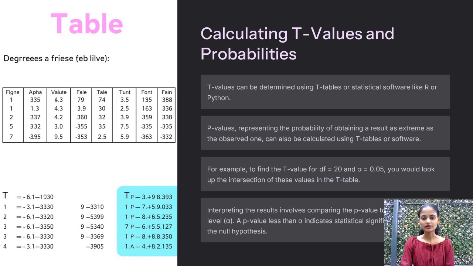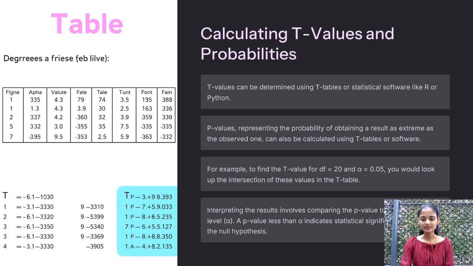Calculating t values and probabilities. T values can be determined using t tables or statistical software like R or Python. P-value representation, the probability of obtaining a result as extreme as the observed one, can also be calculated using t-tables or software. For example, to find the t-value for df equals 20 and alpha equals 0.05, you would look up the intersection of these values in the t-table.